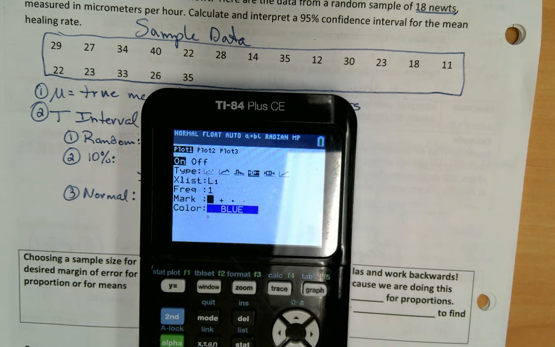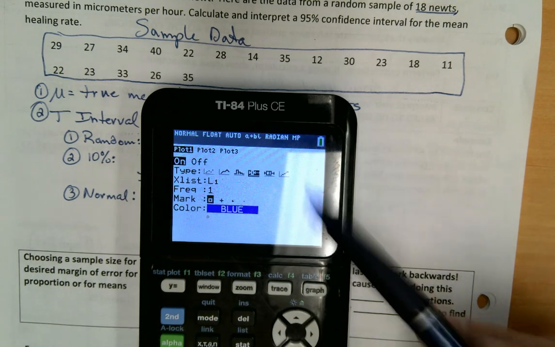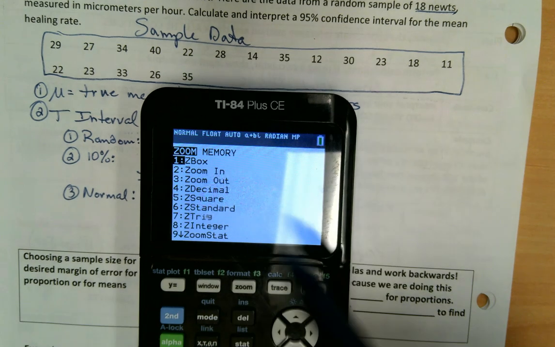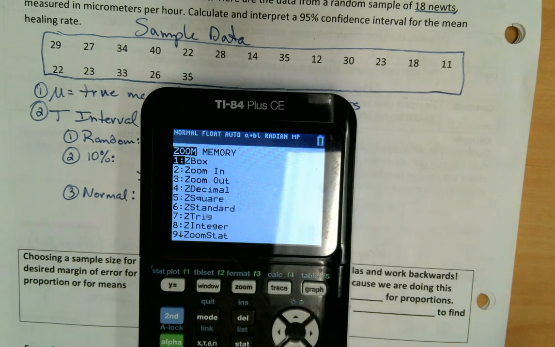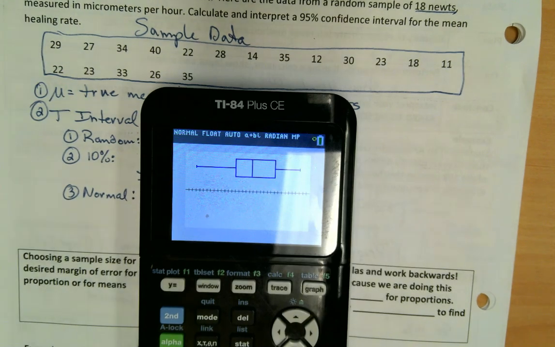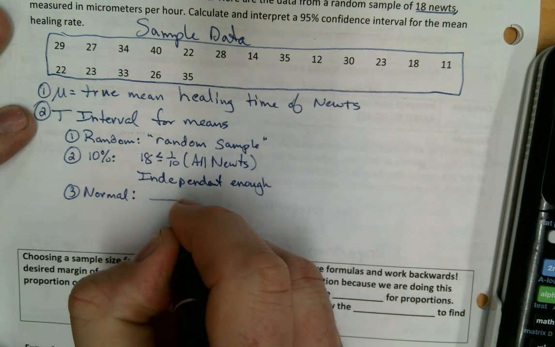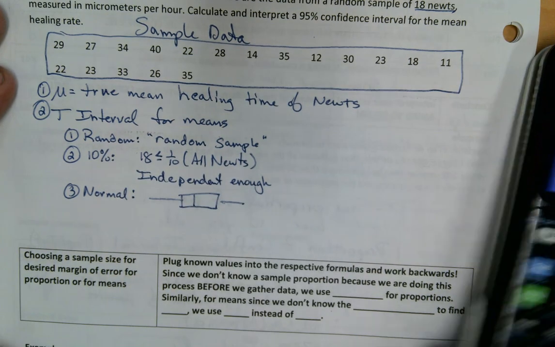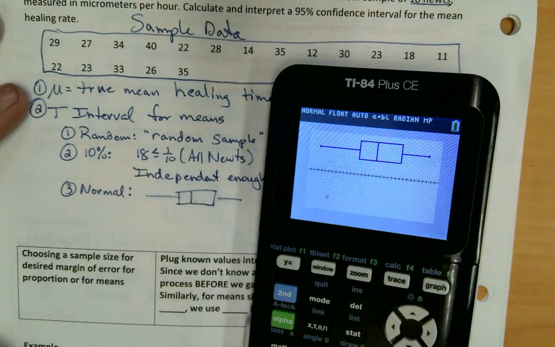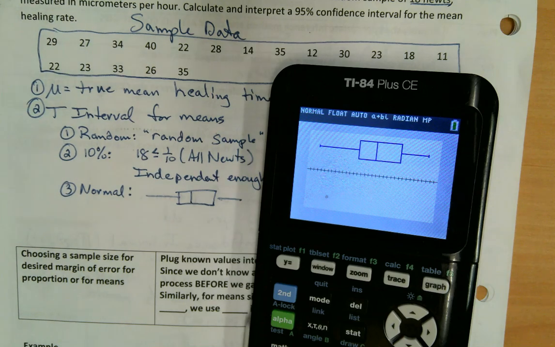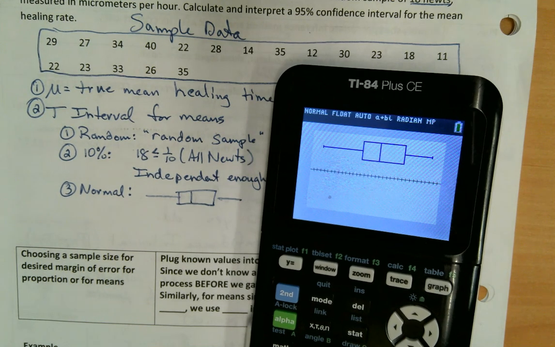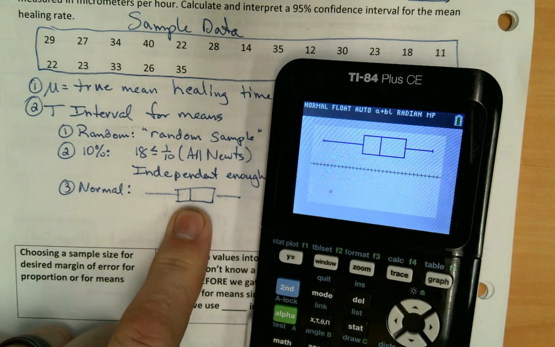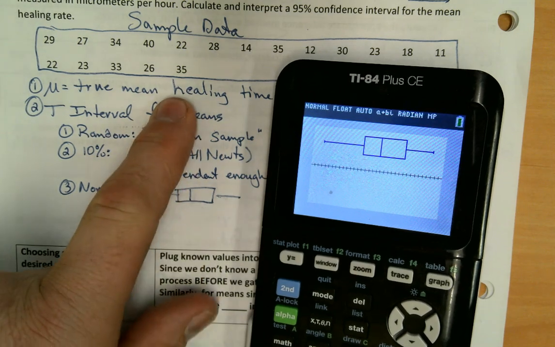Press enter on that, and then what do we zoom to be able to graph this histogram or box plot or whatever it is you choose to use? We press zoom, and we go down to number 9, zoom stat. So here's a graph of that particular data. Yes, I want you to sketch a rough sketch of that on your paper. Doesn't have to be labeled, just has to be a rough sketch of it so that I know you've graphed the right data. Now, what do you notice about this box plot of our sample data?